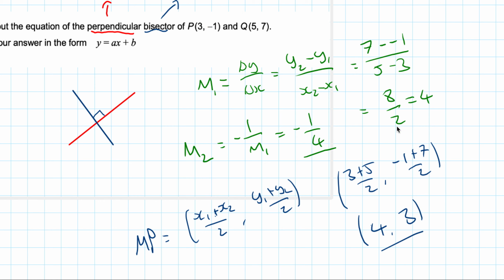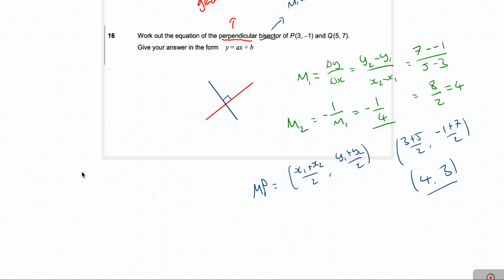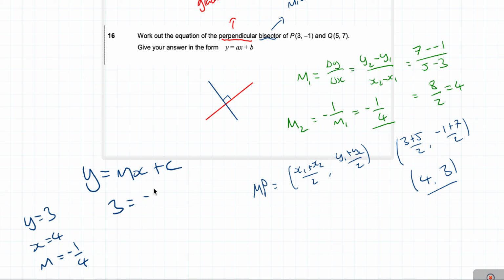So now we've got the gradient of that line, and now we know one of the points that line is going to cross. We're going to plug it into our equation. So we know y is equal to mx plus c. We know that y is equal to 3, x is equal to 4, and our gradient is equal to minus 1 over 4. So plugging that in, we get 3 is equal to minus 1 over 4 times 4 plus c. So 3 is equal to 4 divided by 4 is 1, so it's minus 1 plus c, so c is equal to 4.